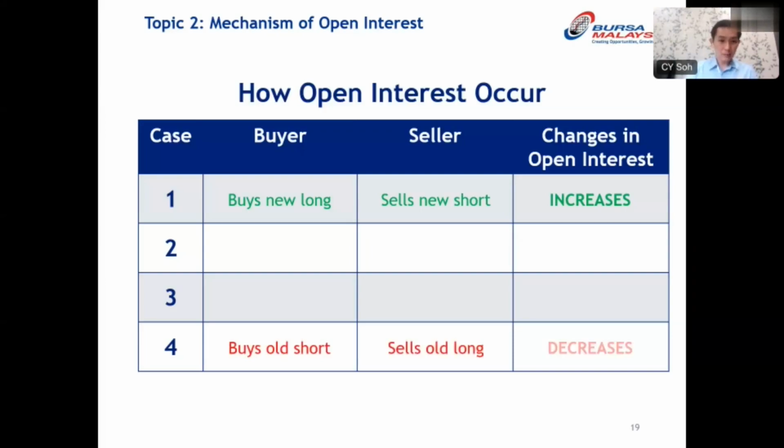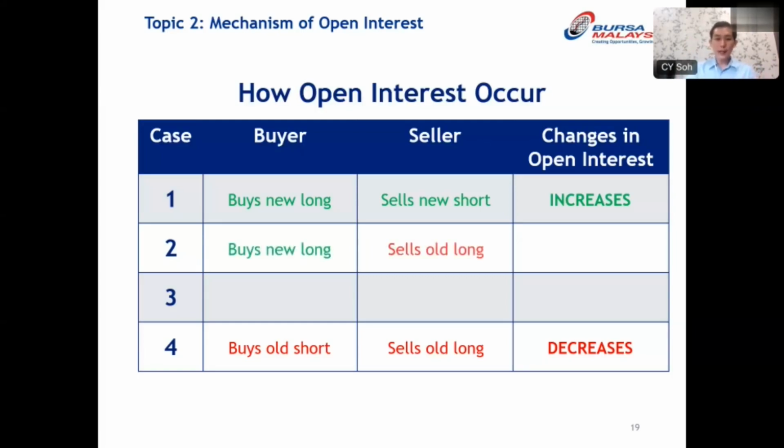In case number 4, both the buyer and the seller are closing their existing position, regardless of a long position or short position. Both of them are closing their own old position in the market. So the open interest would actually decrease accordingly. Okay, so number one and number 4 would be easy for you to understand. When people enter the market, open interest increases, and when people exit the market or close their position, open interest would reduce. So now comes case number 2 and number 3.